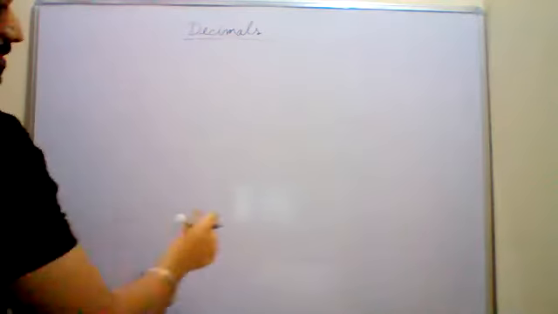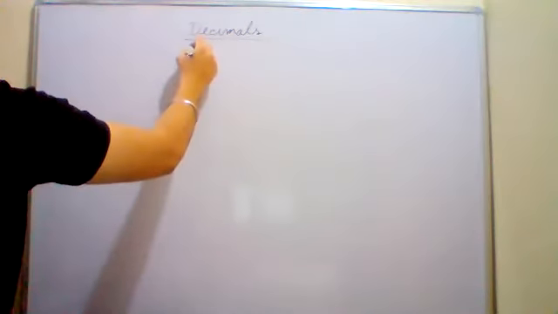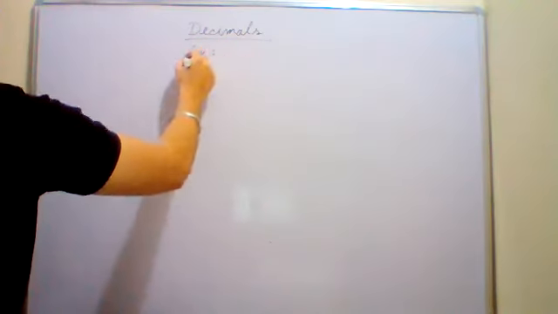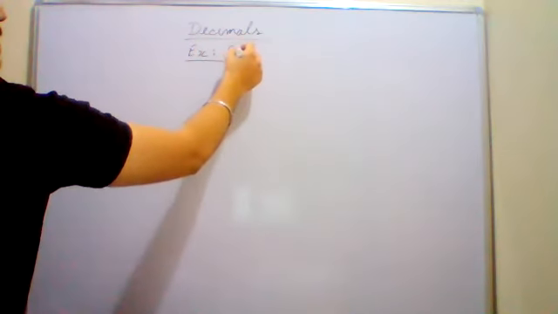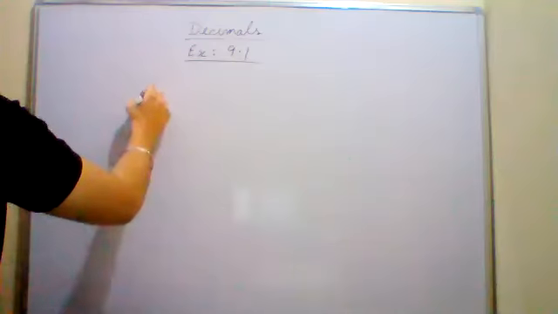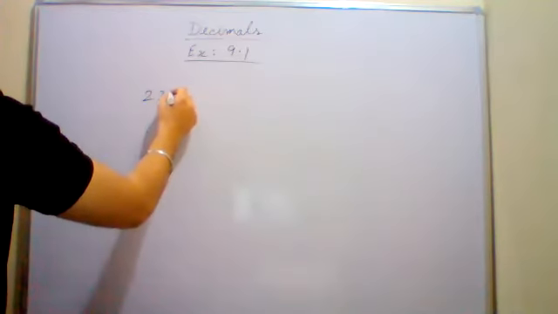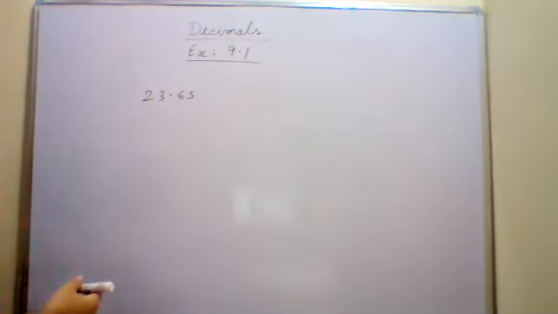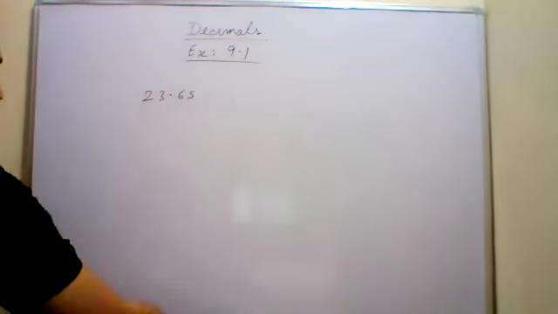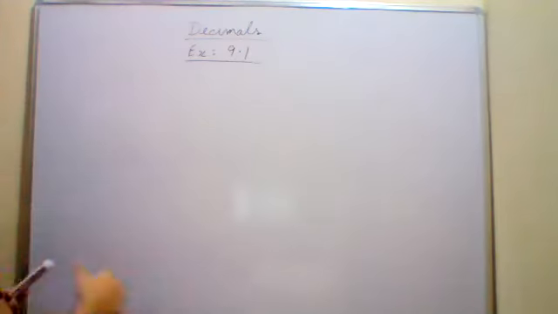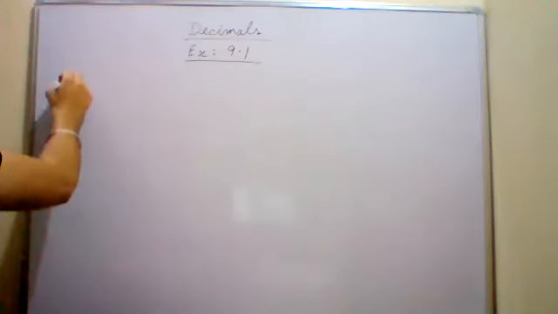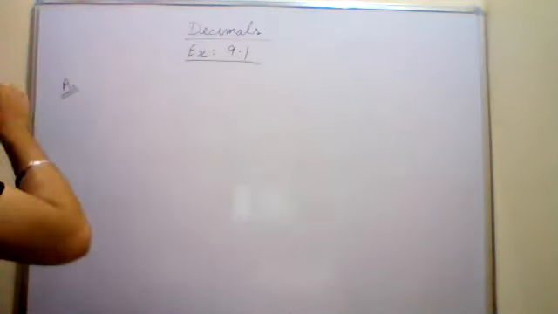Ma'am, sir, I have a doubt. Yes, beta. Sir, if it is 23.65, so what will we write? You want to write the place value chart of this number. Yes, sir. We are about to do the same question, beta. Don't worry. This is what we are about to do.